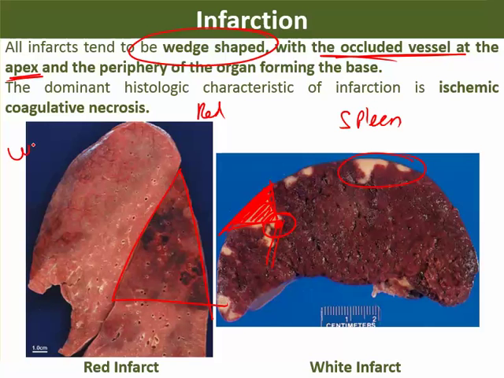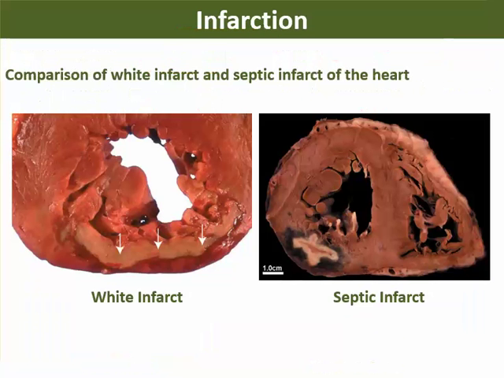And this is the lung. You all know why in the lung there is red infarction, because of dual blood supply, and why in the spleen it is white infarction, because of single blood supply. Histologically, infarctions will have coagulative necrosis.